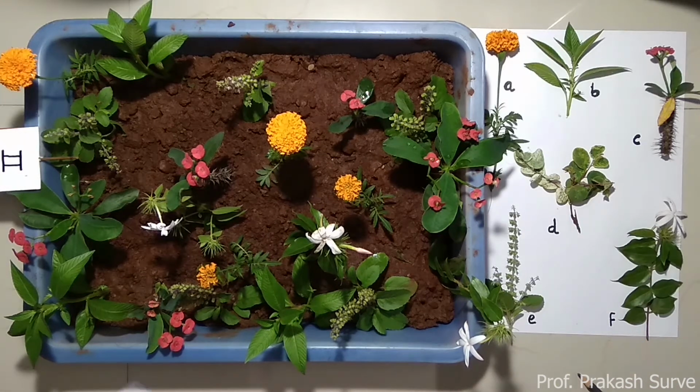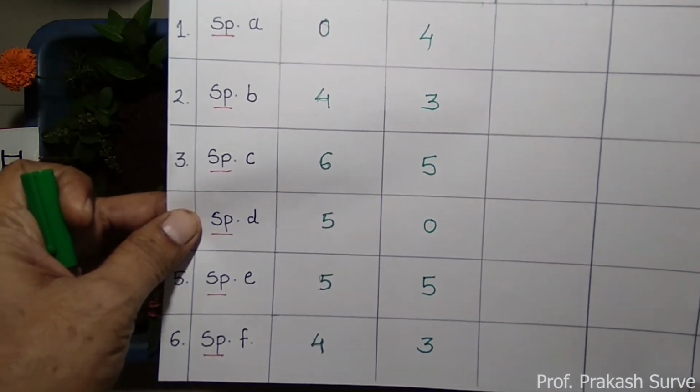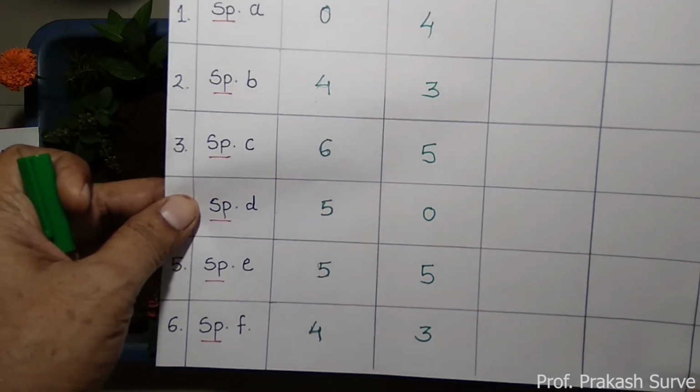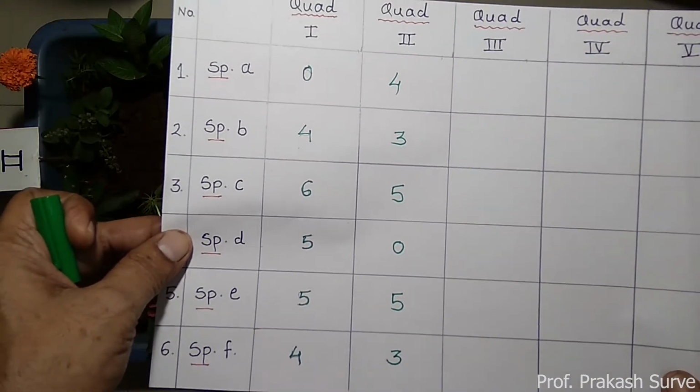So here, according to this, we got the numbers that are already written in the table just now. So we will check it. So this is your quadrant 2. In quadrant 2, we got species A4, B3, C5, D0, E5, and F3. Okay, so like that, this is about quadrant 2.